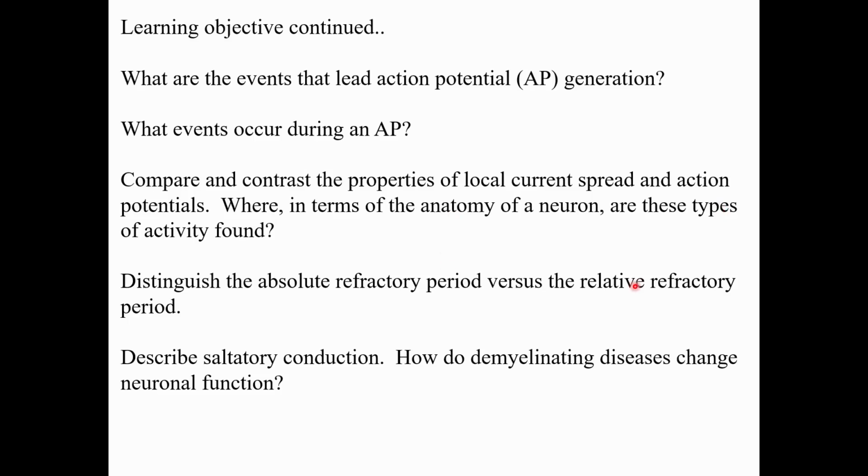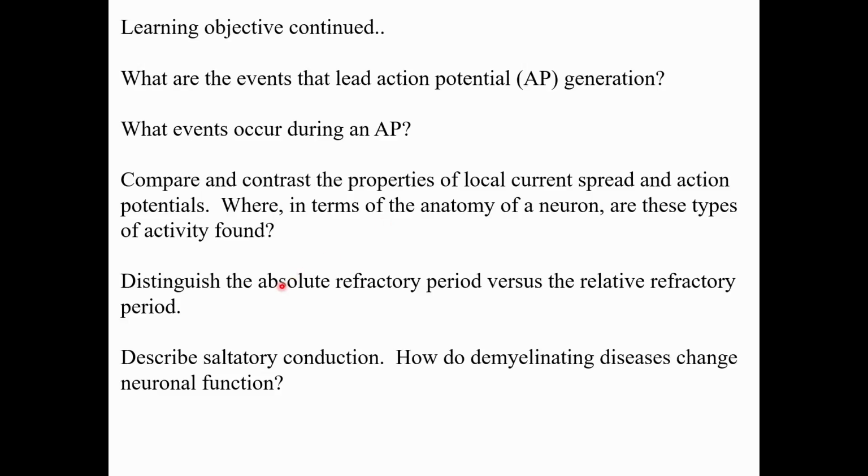All right, so here's another set of learning objectives. What are the events that lead to an action potential? What kind of events occur during the action potential, and what are the channels involved? How is local current spread different than an action potential? And where are you finding the local current versus the action potential? In general, local current is happening at the dendrites and the cell body. The action potential is happening along the axon.